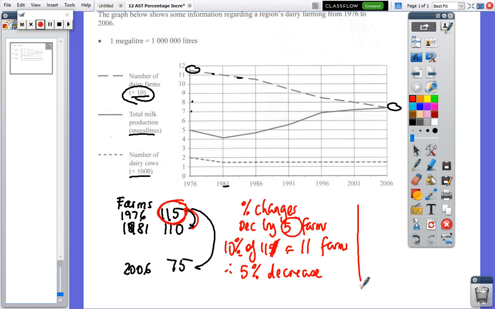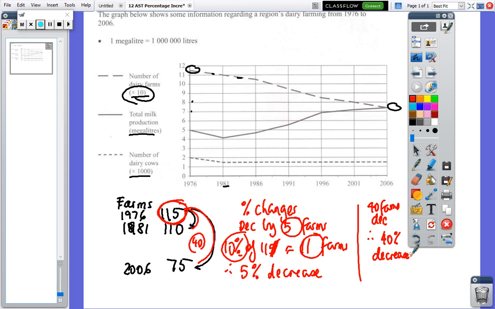And overall, you have to do a subtraction, and you end up with a 40 farm decrease. We know that 11 farms is 10%, so how many 11s in 44? It's about 4, so it's about a 40% decrease. That's how you would describe the change not only as a number, but as a percentage. And again, they're approximate. People know that you don't have a calculator.